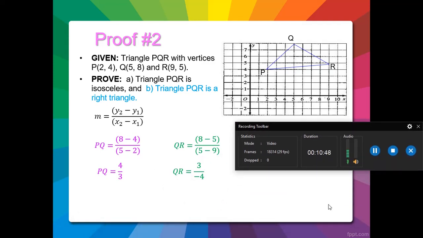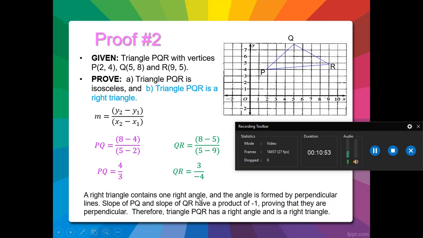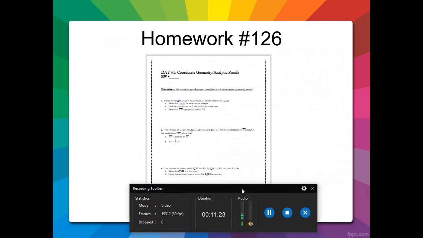So I'm going to go ahead and write my conclusion. I said a right triangle contains one right angle, and the angle is formed by perpendicular lines. So you're stating what you know. State your facts. I said the slope of PQ and the slope of QR have a product of -1. You can also say that they are negative reciprocals. Please don't use the word opposite reciprocals. That's not a thing. But that proves that they are perpendicular. Therefore, triangle PQR has a right angle and is a right triangle. So it's fairly straightforward. Sometimes the math gets a little tedious.